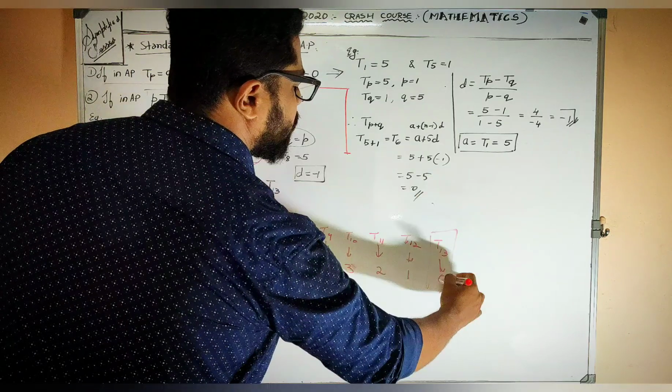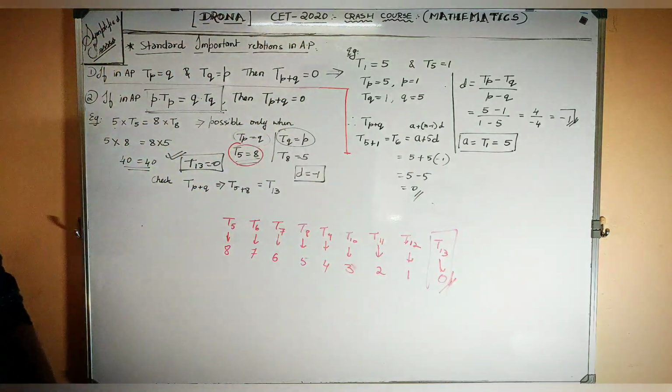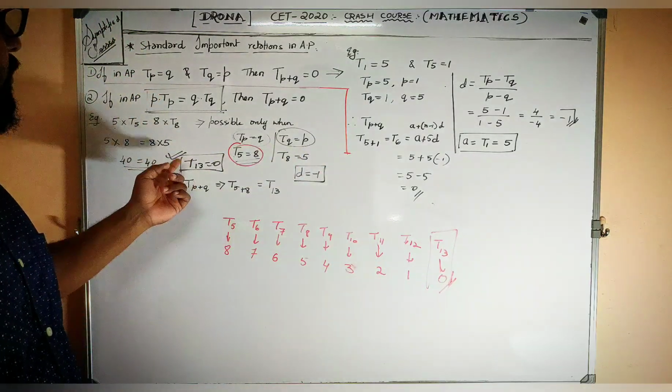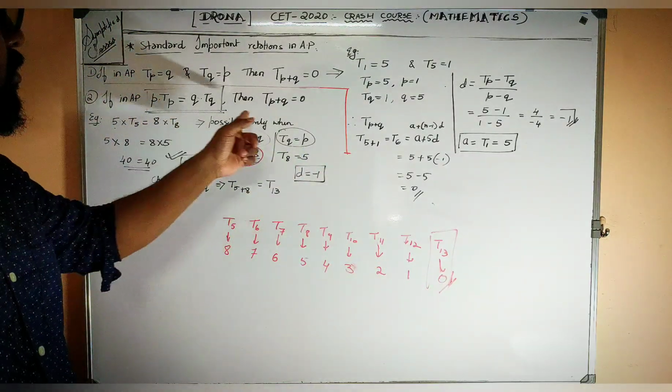So this is what I was telling you. I need not do all this. I can just simply tell that the 13th term is 0 thanks to this formula.